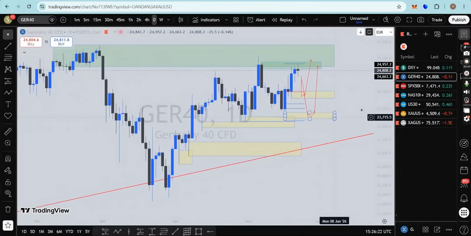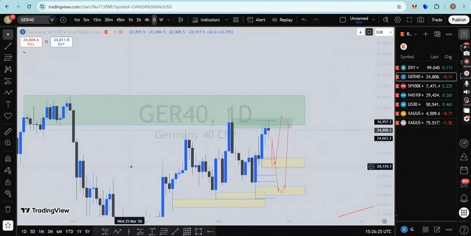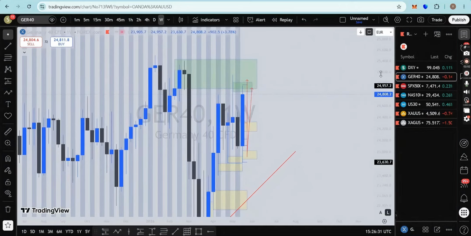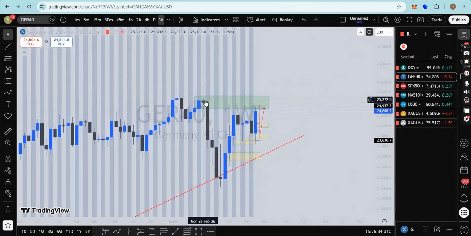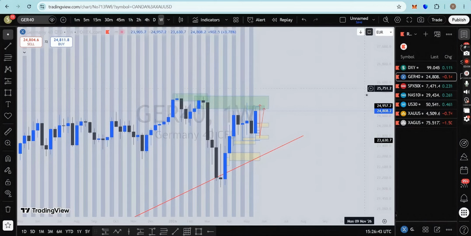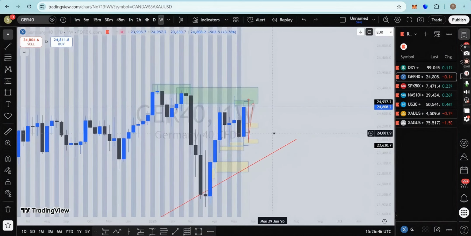So what do we have here? I basically have marked my zone because I don't want this video to be lengthy. Price did what on GER40? We can see that I marked this zone as my supply zone, and price respected this supply zone. I used the green rectangle to represent the supply zone, and the yellow to represent the demand zone. You can see this beautiful M pattern, the double top pattern, which formed, broke the neckline and drastically dropped.